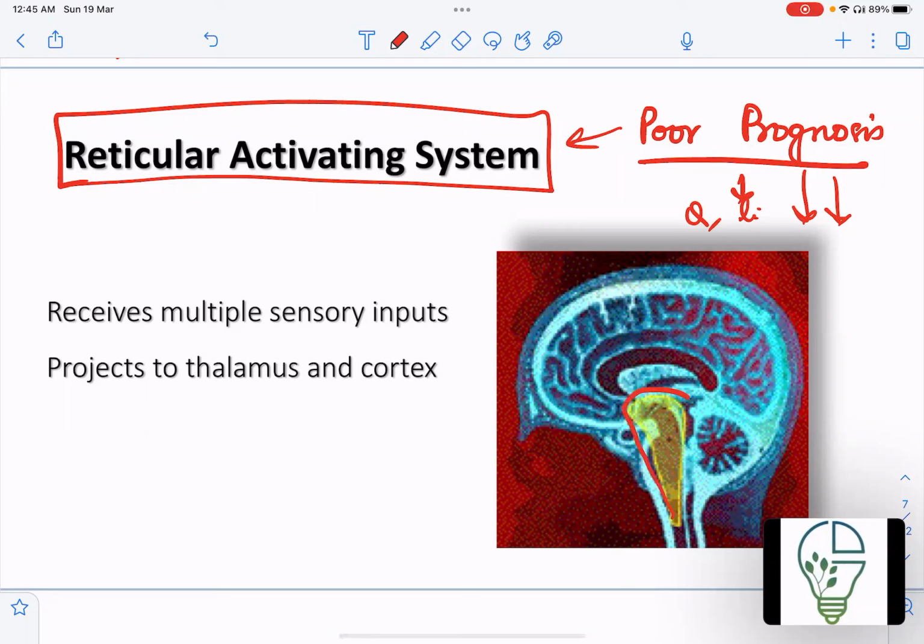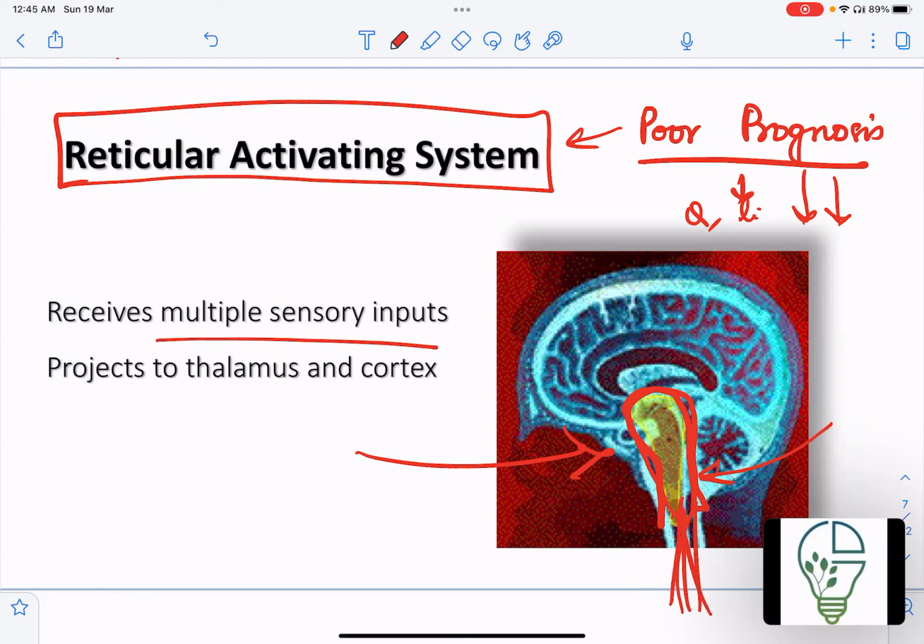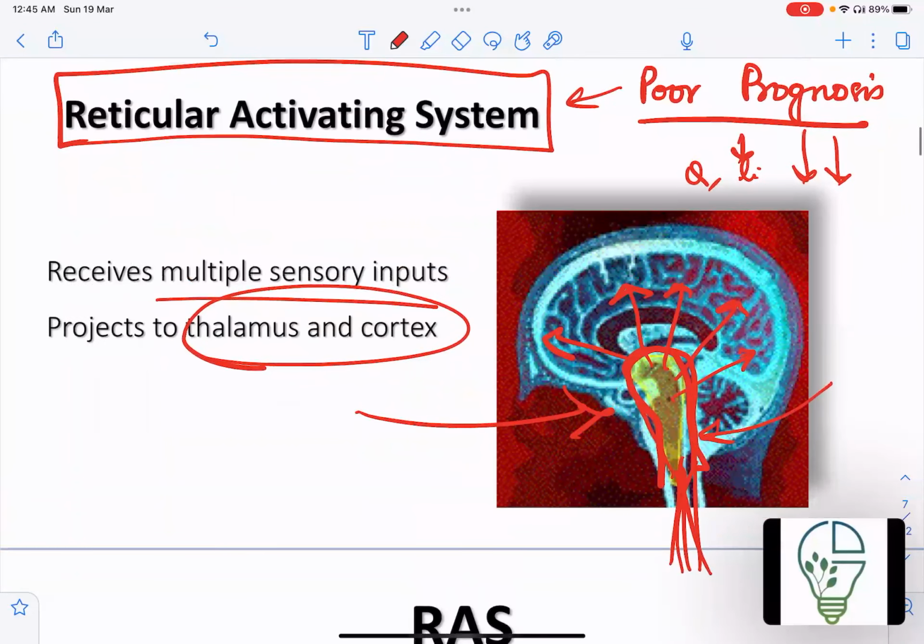So the RAS is basically located here, along the areas of the brainstem, and it receives multiple sensory inputs. Where does it receive this input from? It receives input from everywhere, from the eyes, from the ears, from the tracts that pass through, and it projects it to the thalamus and cortex. It projects it outward, like so. And after the thalamus and cortex process the information, they project it back into the RAS. So the response also comes from the RAS downward.